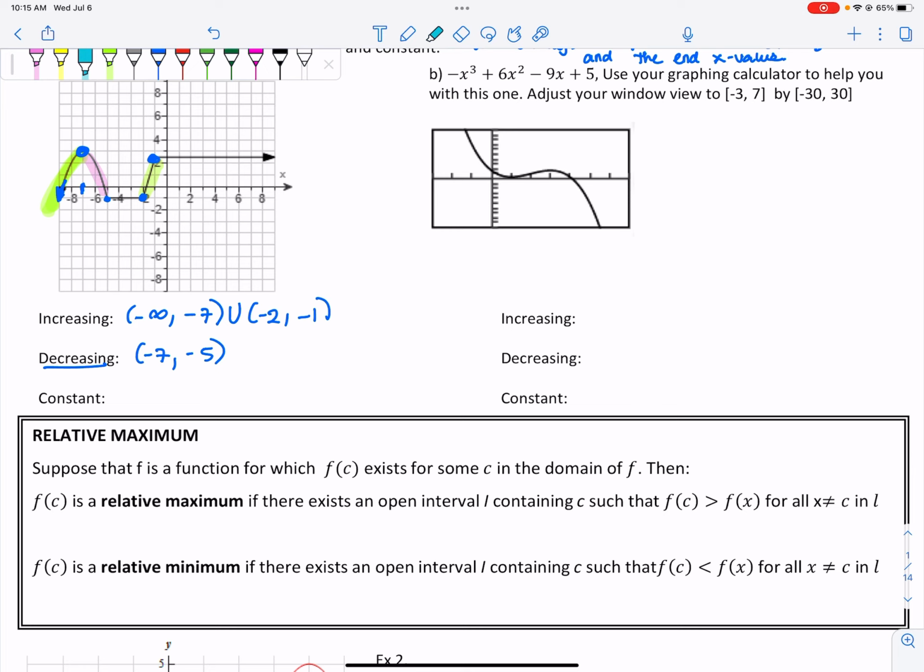Next, interval of constant. It doesn't move up and down here. It's constant right here. So for the first interval of constant, the x where it starts is at negative 5, and then the x where it ends is at negative 2. For the second interval, we're going to use a U for union. The x starts at negative 1, and it keeps on going forever, so the x is going to be positive infinity right there on the right side.